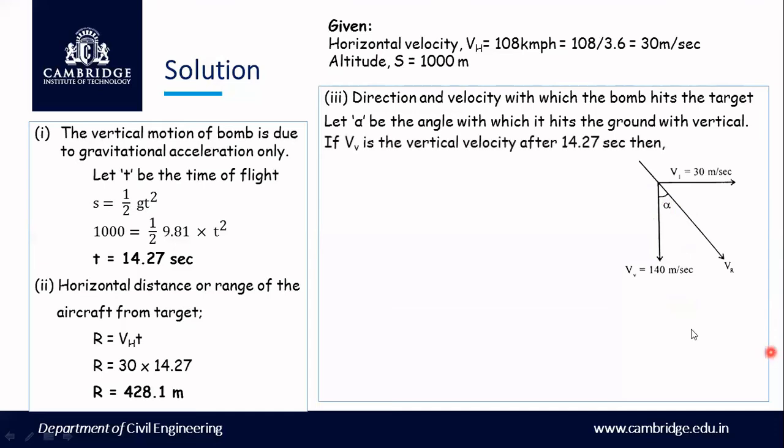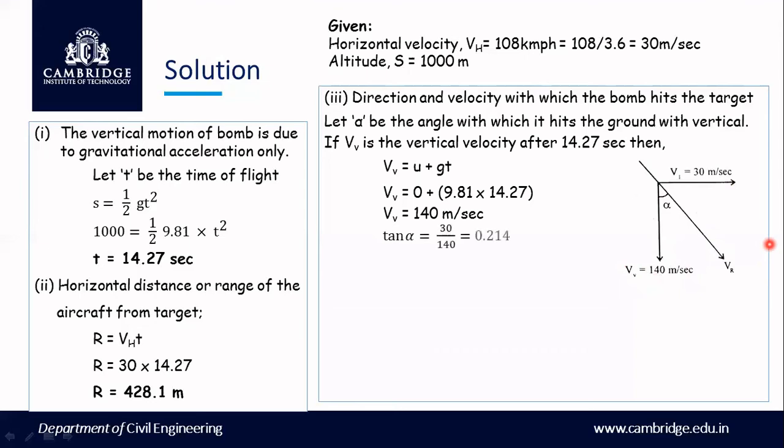If Vv is the vertical velocity after 14.27 seconds, then we know that final velocity is equal to initial velocity plus gt. Substitute that. Initial velocity in the vertical direction is obviously going to be 0. g is 9.81 and t we know is 14.27 seconds. So that's how you get this 140 m/s. So you know the horizontal velocity, you know the vertical velocity.